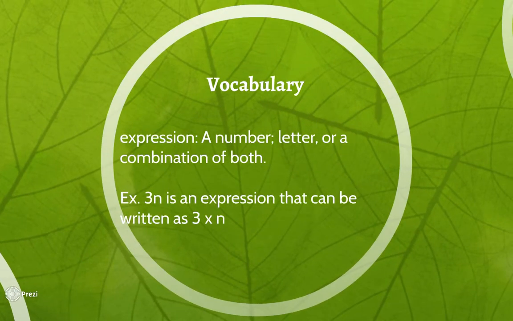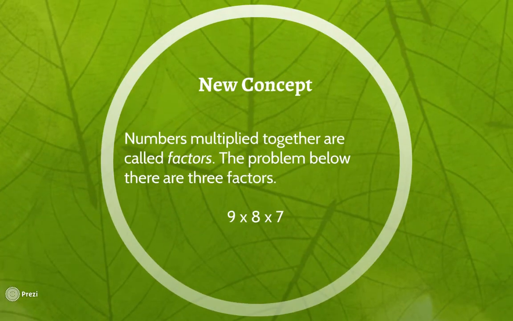You only have one vocabulary word tonight, and it's expression. An expression is a number, letter, or a combination of both. If you look below, you see the example 3n. That's an expression that can be written as 3 times n, or n times 3, because of the commutative property. So that's our new concept, that numbers multiplied together are called factors.